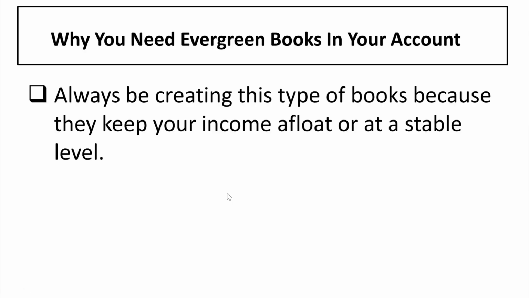Okay, so why do you need evergreen books in your account? Always be creating these types of books because they keep your income afloat or at a stable level. So this is the idea. If you have evergreen books that are selling, they are going to keep selling all year long. So if you have like 50 of them and each of them is producing probably like $20, that's $1,000. You will hardly go below that $1,000. So it will probably be plus or minus $1,000, right? Because they are evergreen books. That is what evergreen books mean. They are going to be selling all year long. So the more evergreen books you create, the more you can keep getting the same stable income from Kindle publishing.